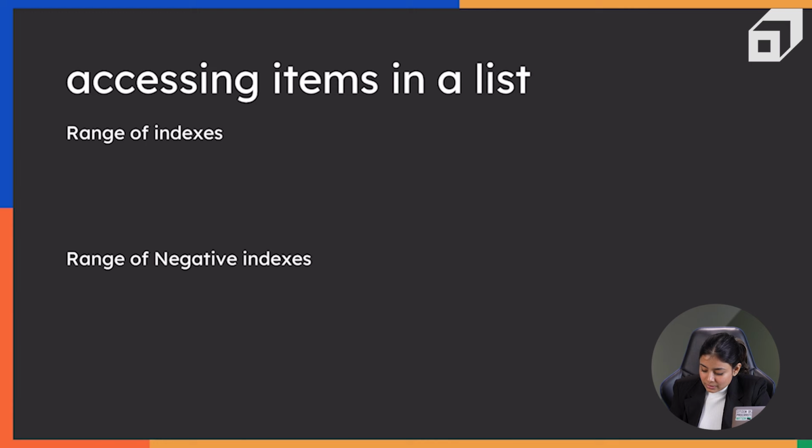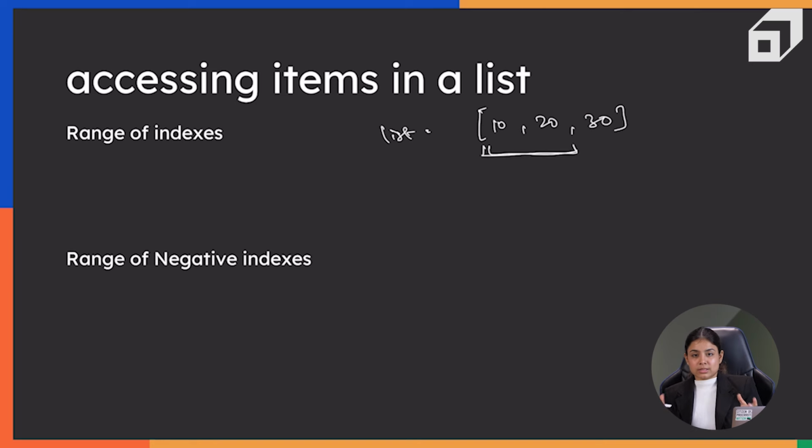So for example, I have this list 10, 20, 30. And I want to access a part of the list, a sublist basically, from 10 to 20. How do I do that? I mention a starting point and an ending point. So the starting point here will be 0 and the ending point will be 2. Why 2 and not 1? Because I want to access the 0 and first element. So it should be, the ending point should be 1.